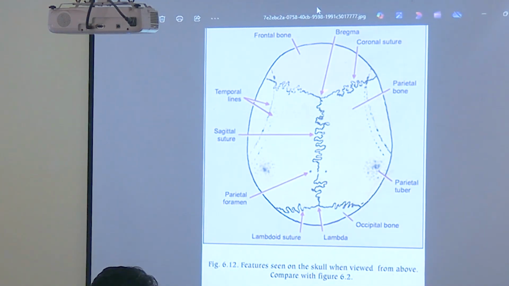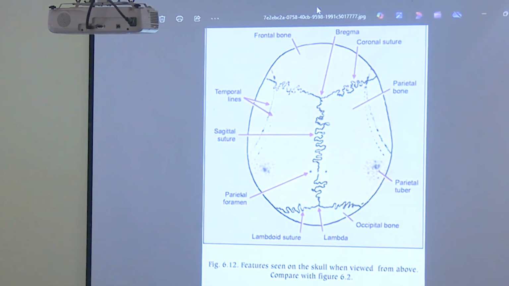Which suture? Sagittal suture. Now the meeting point of the coronal suture and sagittal suture, the point where they meet, is known as bregma. Bregma. This will be asked in the exam. Okay, this is your bregma.